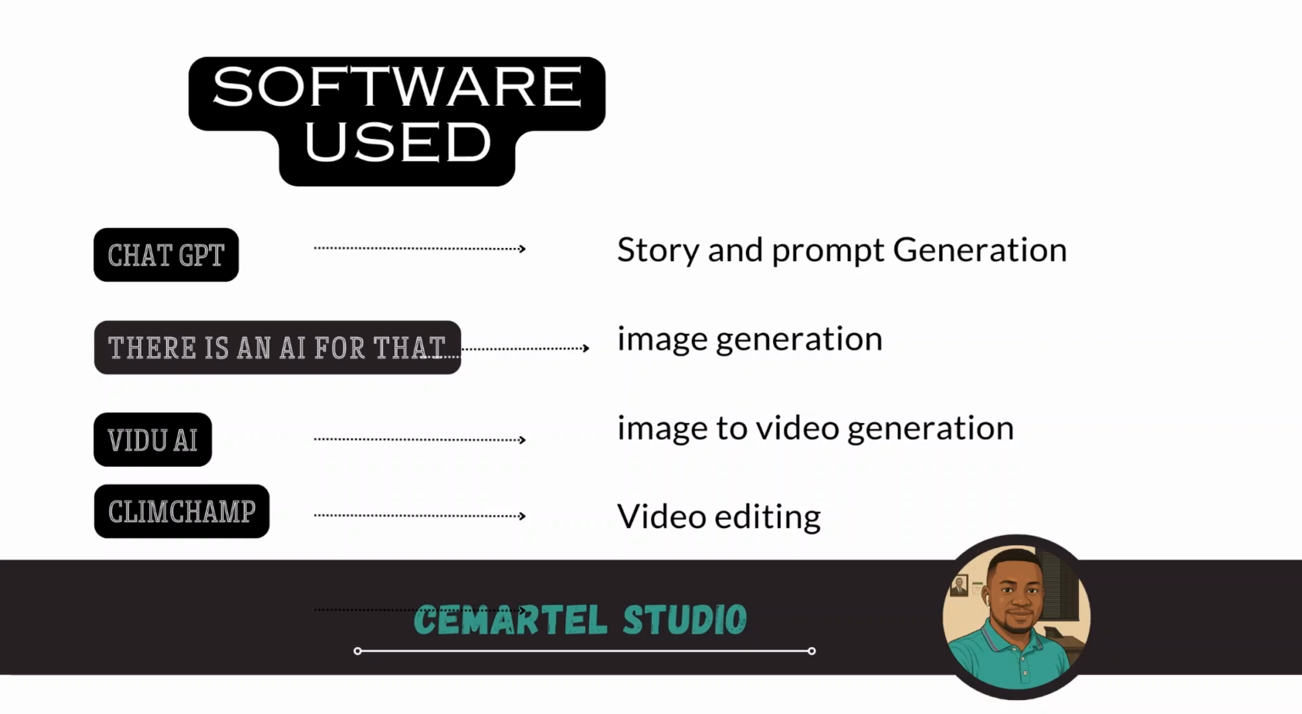The first software we used was ChatGPT, where we created the story and the prompt generation. The second software we used is an AI for it. This is where we created the images. Then we have the Vidu AI, where we converted these images to video. Then we have Clipchamp, that's where we did the whole editing and the formatting of the movie to what you can see now. So let's go.